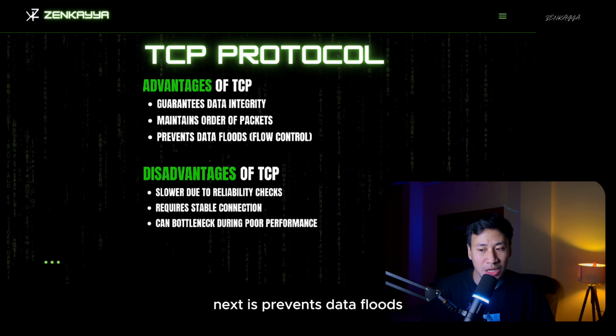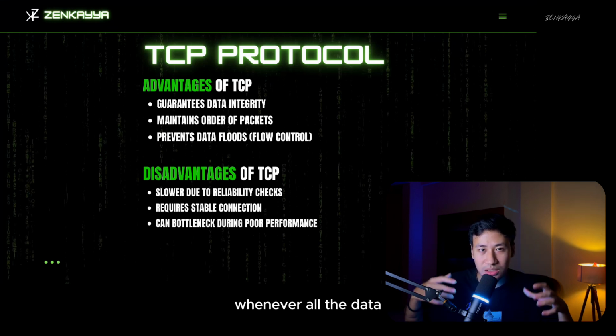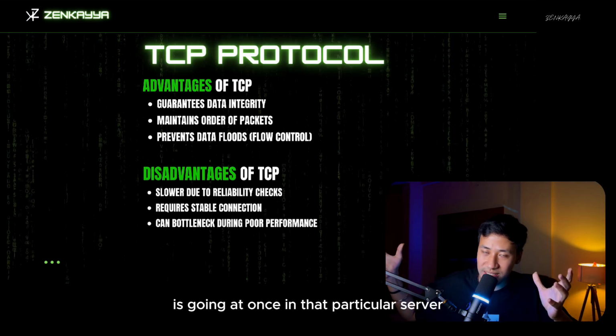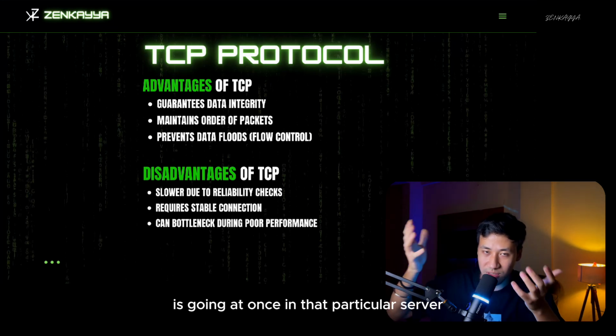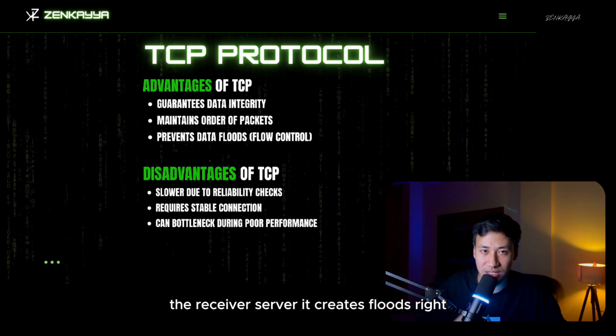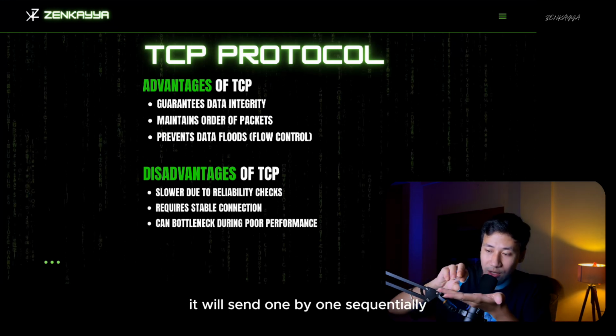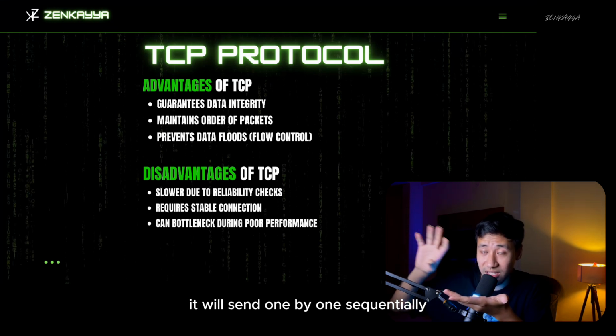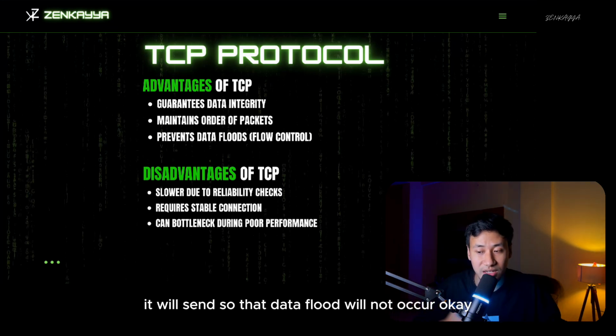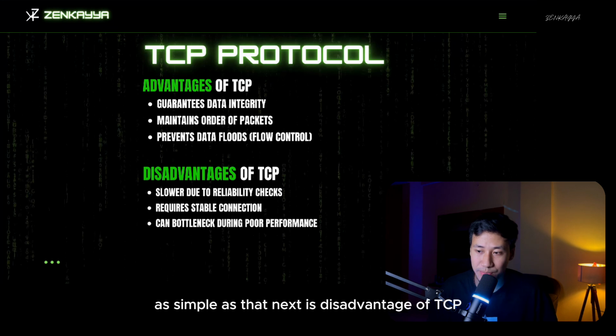Next, it prevents data floods. What does it mean? Whenever all the data goes at once to a particular receiver server, it creates floods. So TCP avoids that. How does it avoid it? It will send one by one, sequentially, so that a data flood will not occur. As simple as that. Next is the disadvantage of TCP.